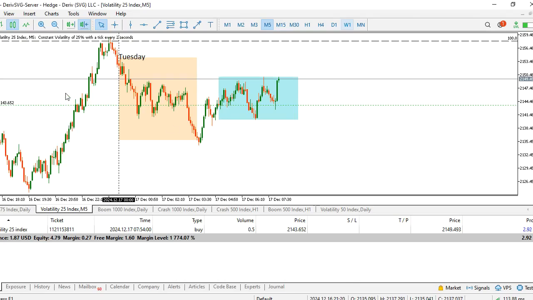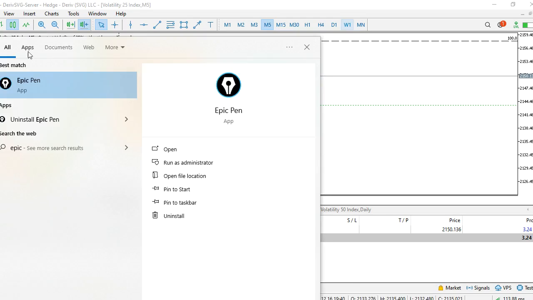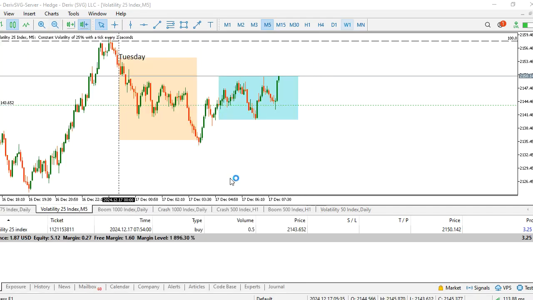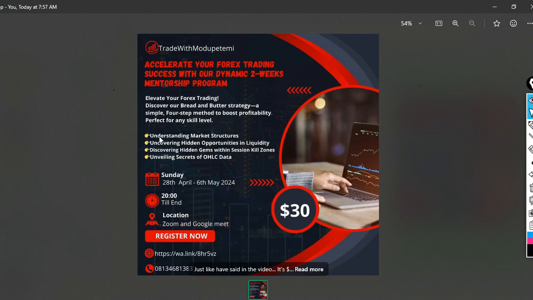So, like I was saying, the bread and butter strategy is a simple strategy you can use. You just need to understand some little things. Irrespective of your experience in the market, you can use the strategy. It uses four things, like I was showing you earlier on. You get to understand the market structure, and most of all, unveiling the secret of open, high, low, close.